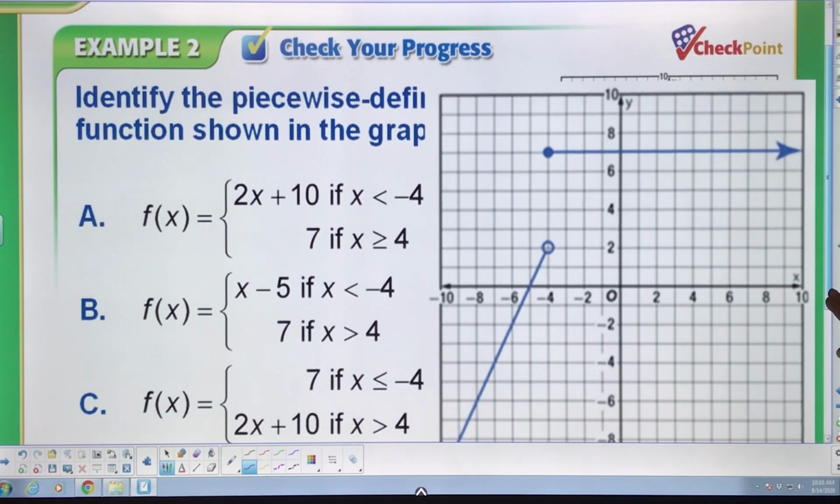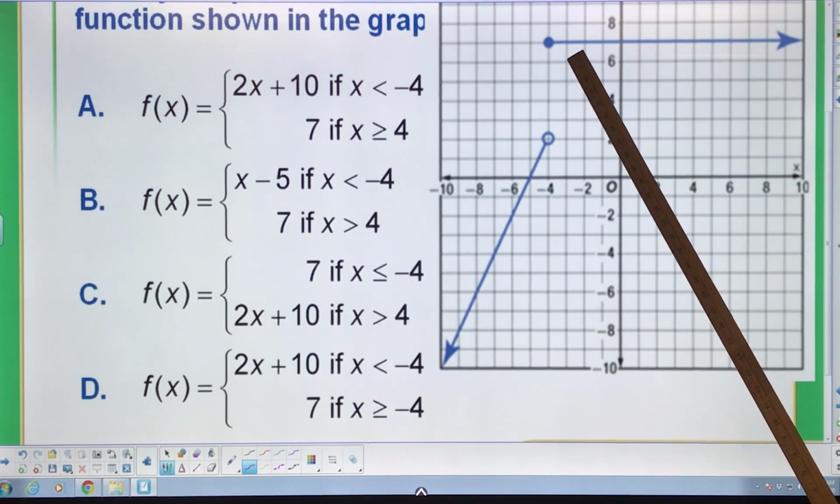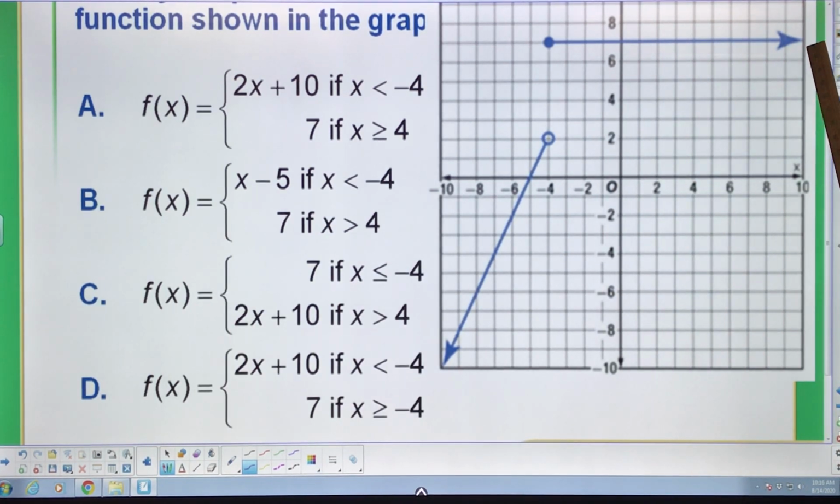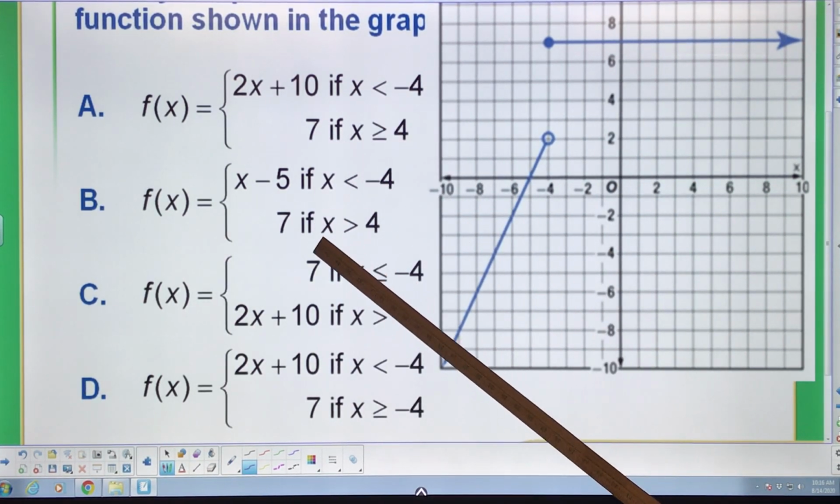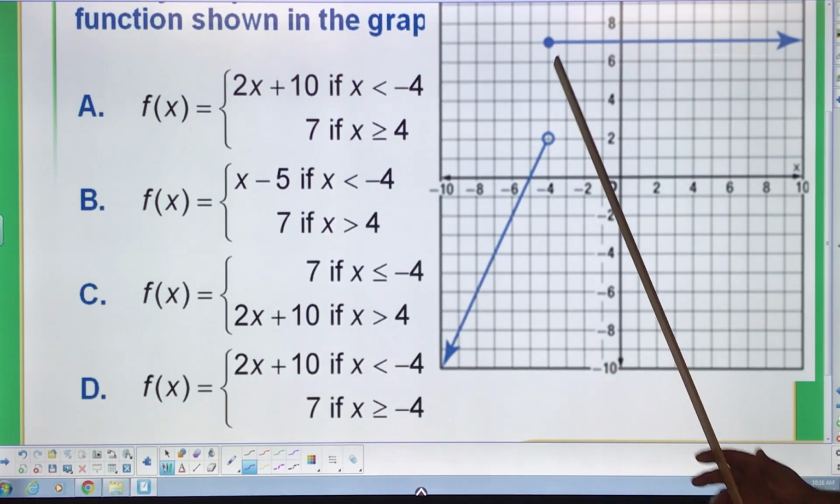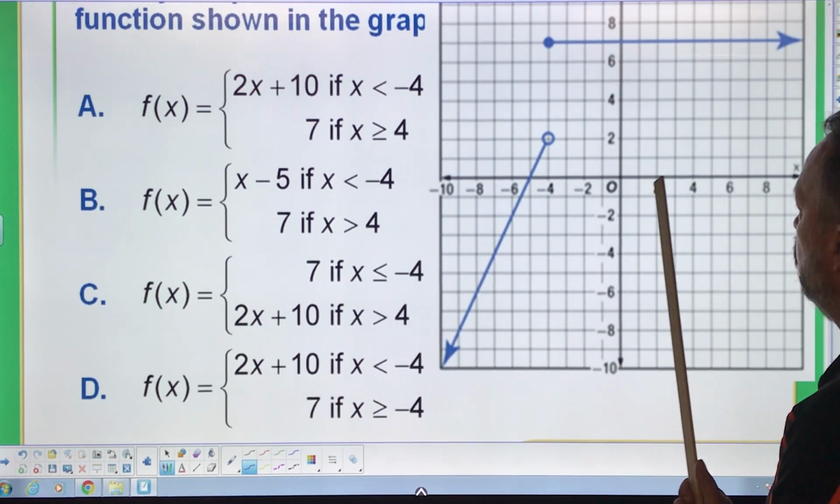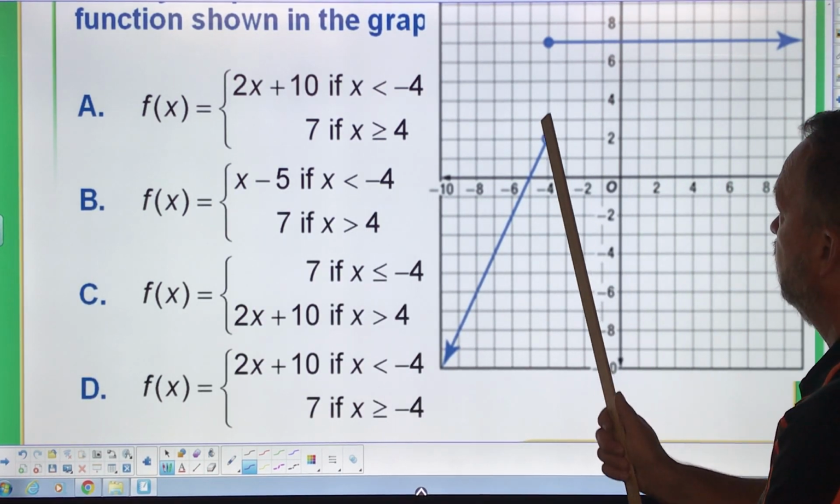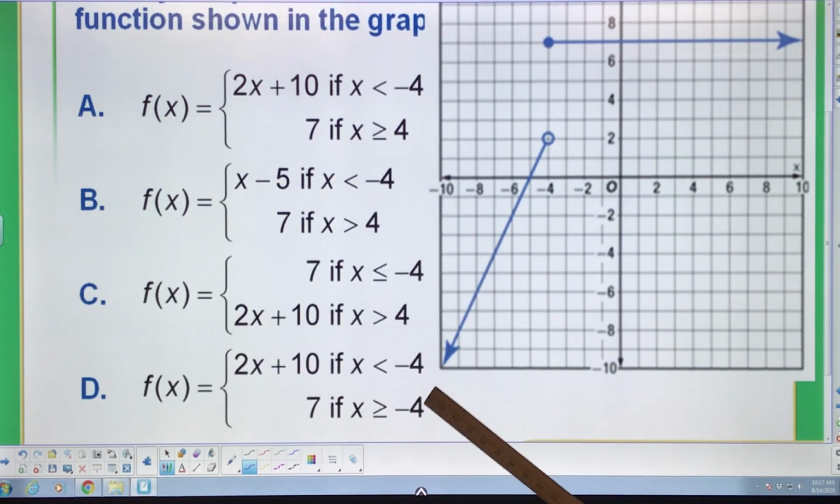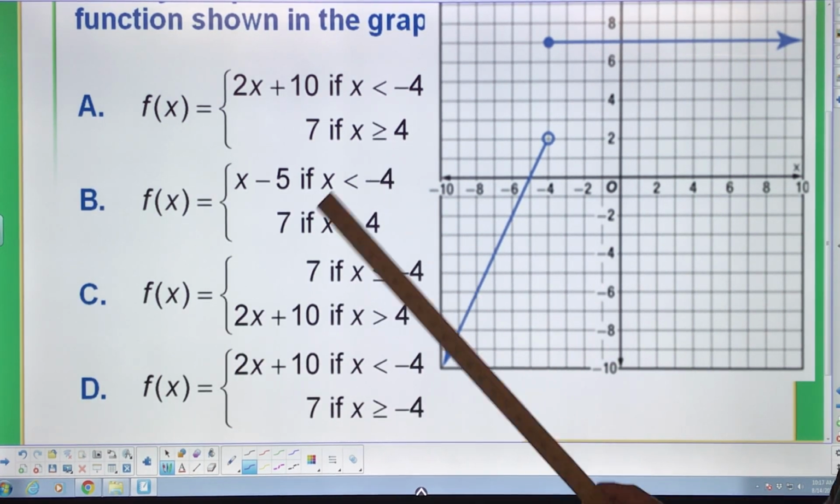Okay, identify the piecewise function here. Well, would you agree that this is y equals 7 up here? So that's y equals 7, that's y equals 7, that's y equals 7. They all have that. Who has the right criteria? Well, y equals 7 occurs when x is -4 or bigger, because it could be equal, right? -4 or bigger. So that says +4 or bigger. So no.